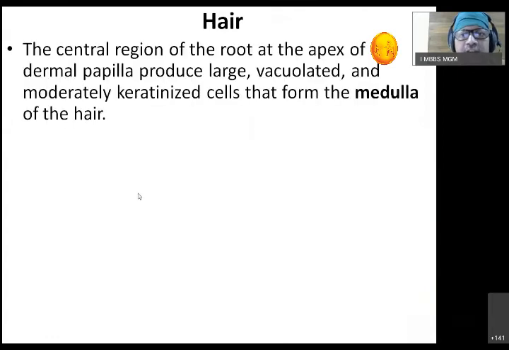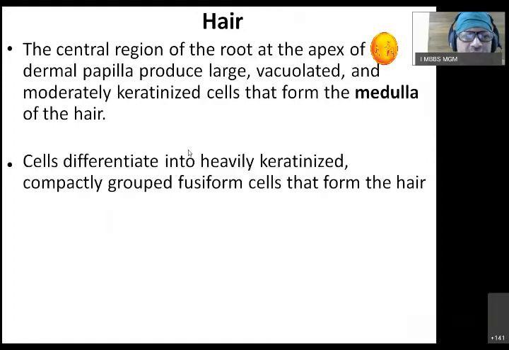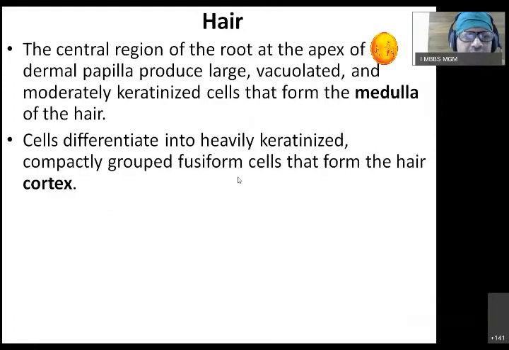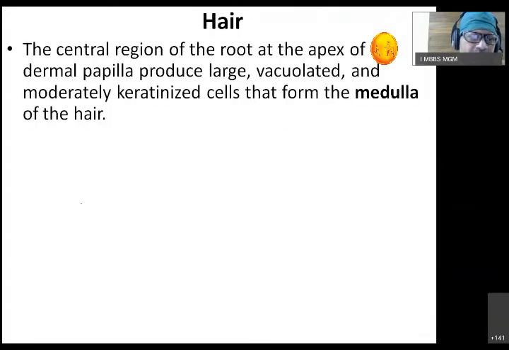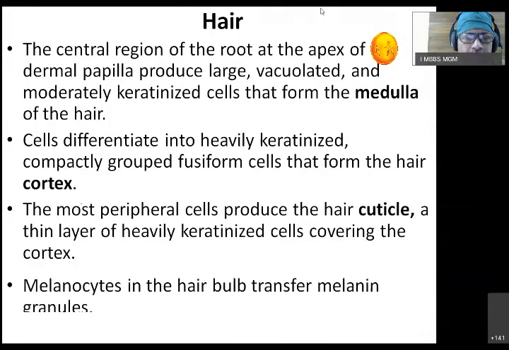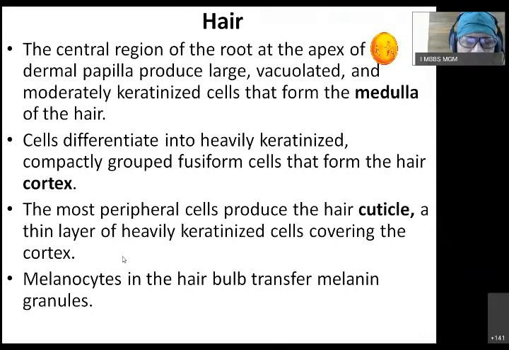Here, a central region of the root, producing large accumulated cells. That is just a summary of how the cell differentiated. So you now know the root here. Okay, just go through this again. Now there will be melanocytes in the root of the hair, and the transfer of the melanin will be done, and that is how the hair color will be decided.